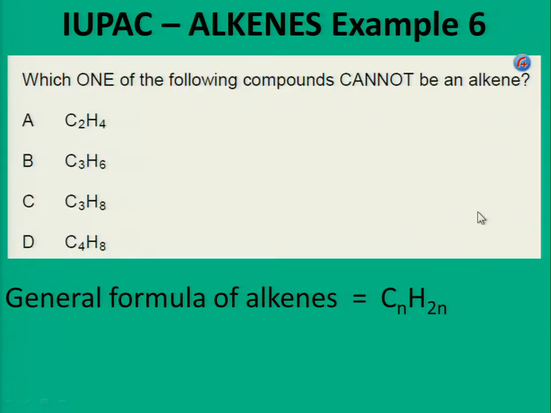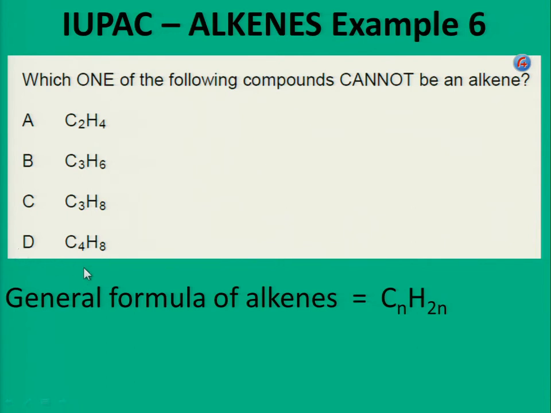Example 6. Which one of the following compounds cannot be an alkene? Here you need to use your general formula for alkenes. So you have to study it. CnH2n. So now A, CnH2n. So A is an alkene. B, C3H6. So B is an alkene because 2 times 3 equals 6.